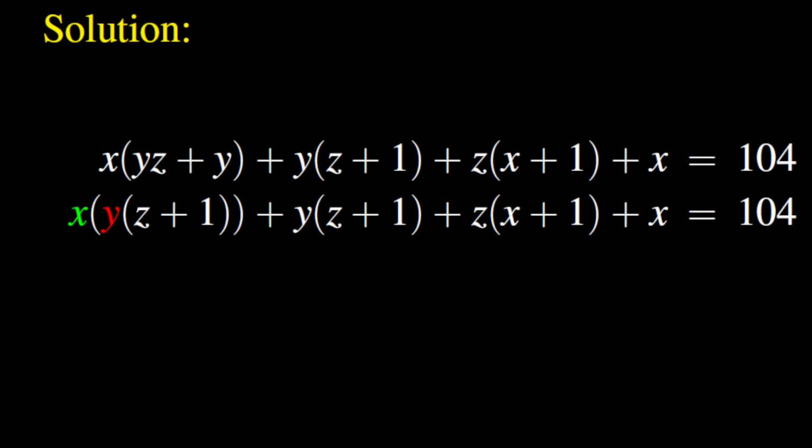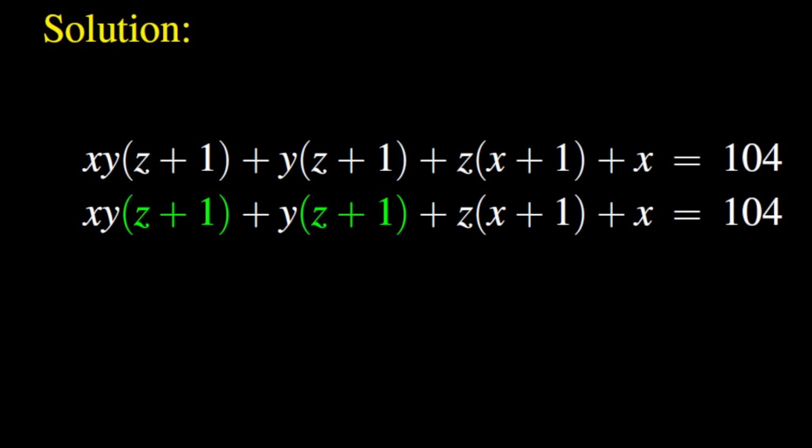As a matter of fact, the overall expression is xy times the quantity z plus 1, plus y times the quantity z plus 1, plus z times the quantity x plus 1, plus x. It is clear that we have a new common factor in the expression. In fact, we can factor z plus 1 out. We obtain z plus 1 times the quantity xy plus y, plus z times the quantity x plus 1, plus x. It comes that we can also factorize the expression xy plus y.